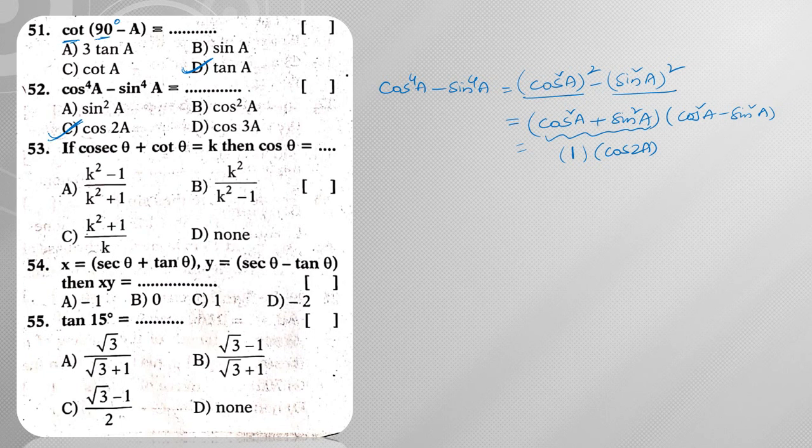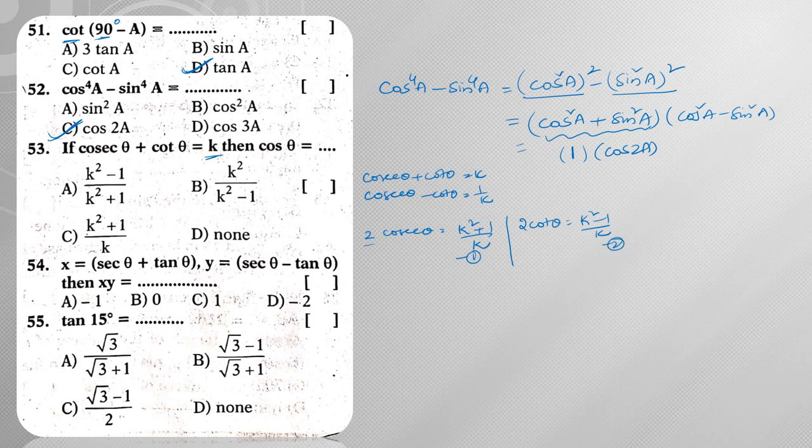If cosecant theta plus cot theta is equal to k, then what is the value of cos theta, right? So already we know cosecant theta plus cot theta is equal to k, then cosecant theta minus cot theta is equal to 1 by k. On adding, you are going to get 2 cosecant theta is equal to (k square plus 1) by k, and on subtracting you are going to get 2 cot theta is equal to (k square minus 1) by k, right? So let this be equation number 1 and let this be equation number 2.